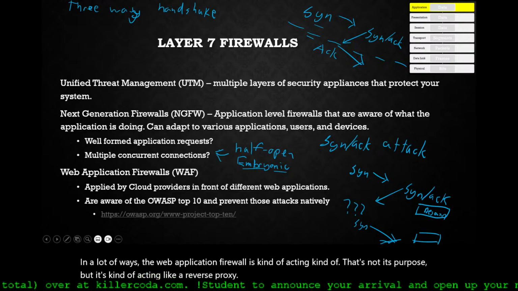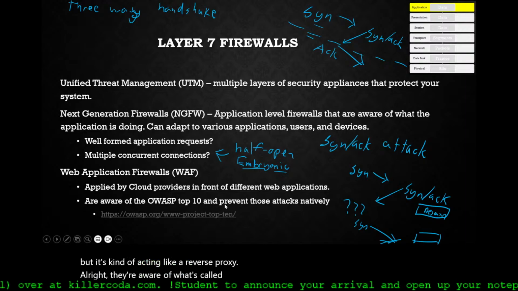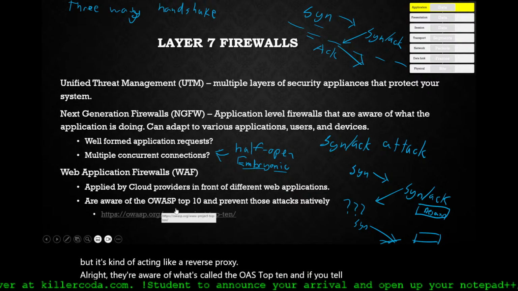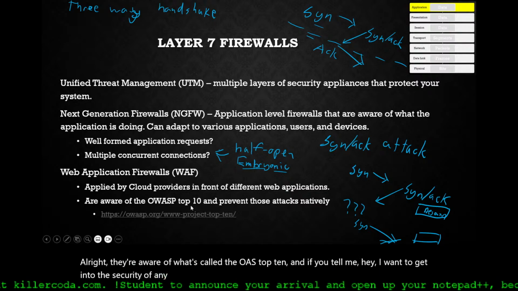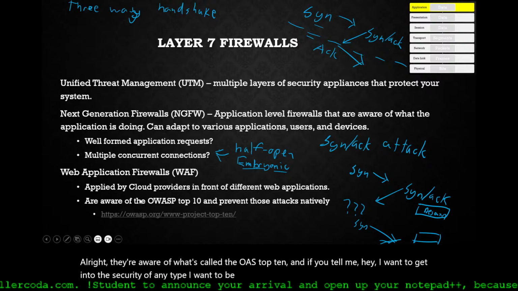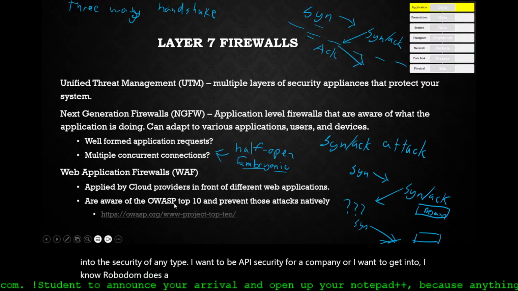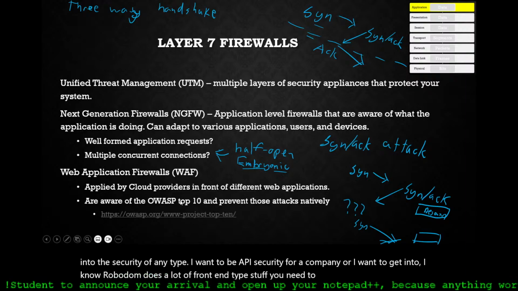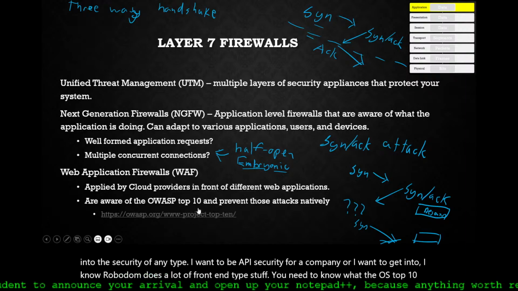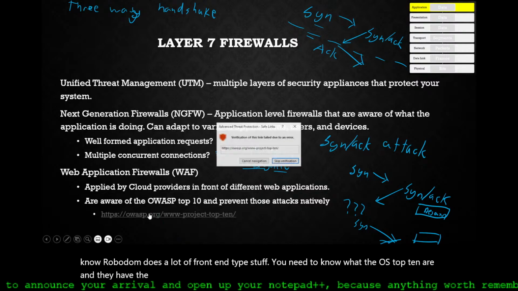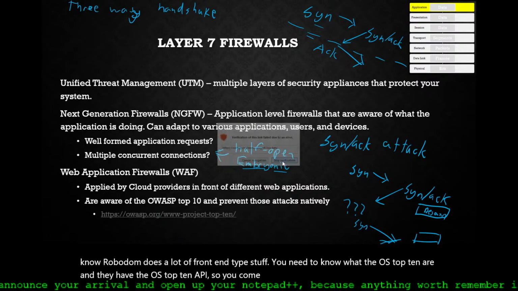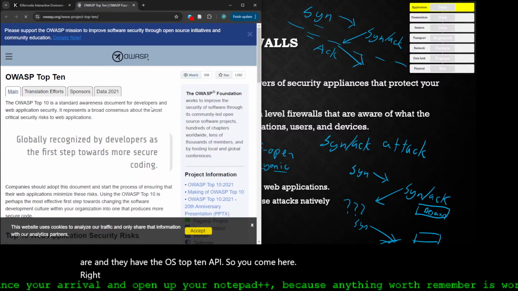All right, they're aware of what's called the OWASP top 10. And if you tell me, hey, I want to get into security of any type, I want to be API security for a company, or I want to get into, I know Robodom does a lot of front end type stuff, you need to know what the OWASP top 10 are. And they have the OWASP top 10 API. So you come here, right? Just pop this up. What's the OWASP top 10?